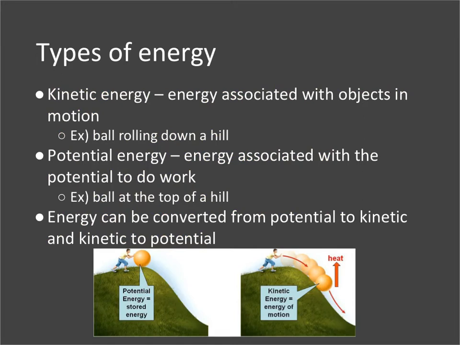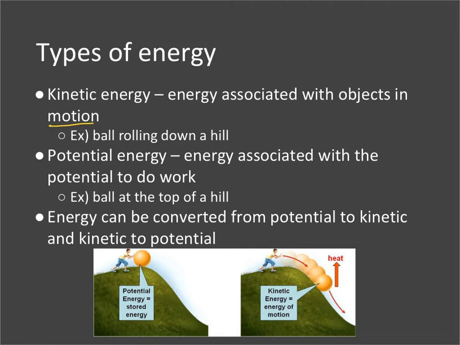Now, there are essentially two main types of energy. There's kinetic energy, which is the energy associated with motion. Think about a ball rolling down a hill; it has kinetic energy. If you swing your fist to punch somebody, your arm has kinetic energy. A bowling ball rolling down an alley to knock down pins has kinetic energy. It's just the energy associated with something in motion.